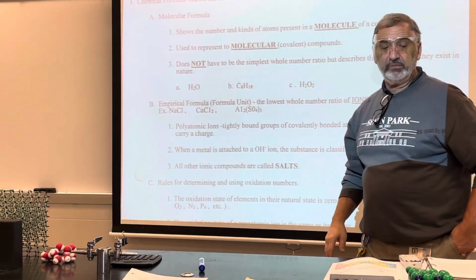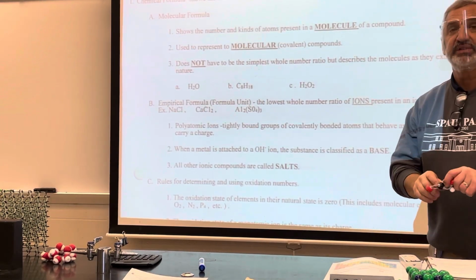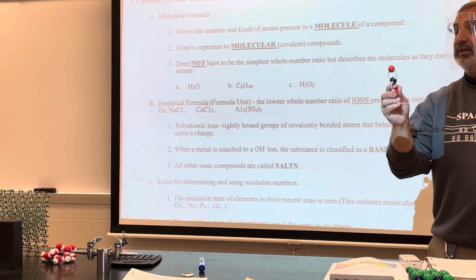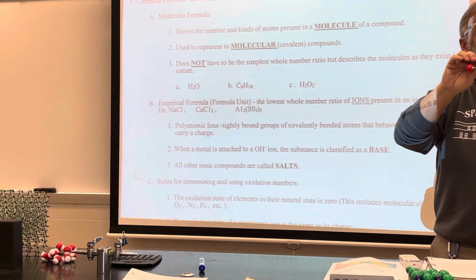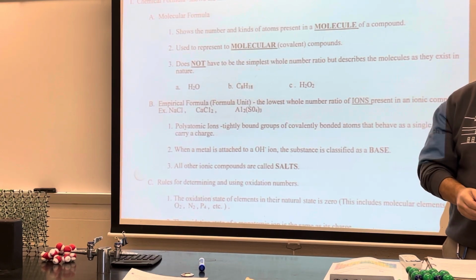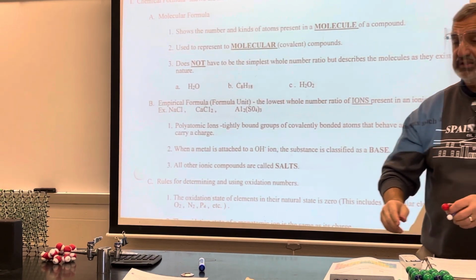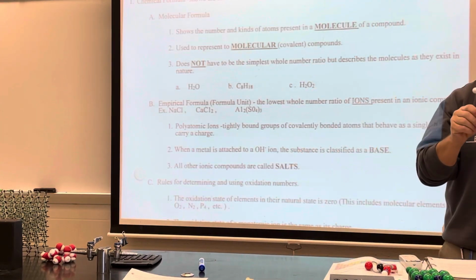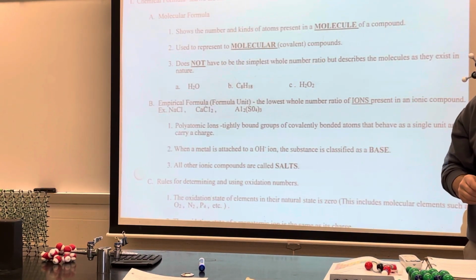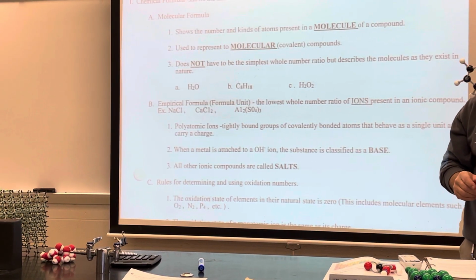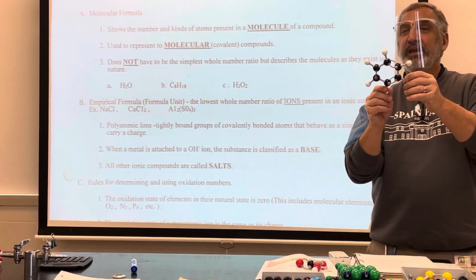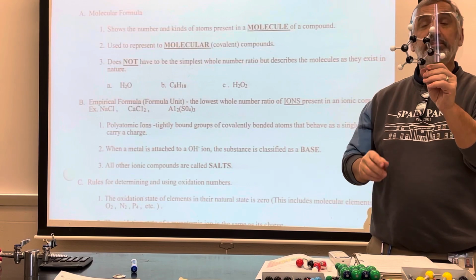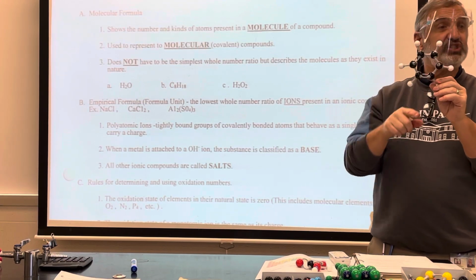In a covalent molecular substance, remember, CO2 is an individual molecule, so that means I have 1 carbon, 2 oxygens. H2O. But I can also take something like this. This is a benzene ring. This is an individual molecule, but the formula of it is C6H6.